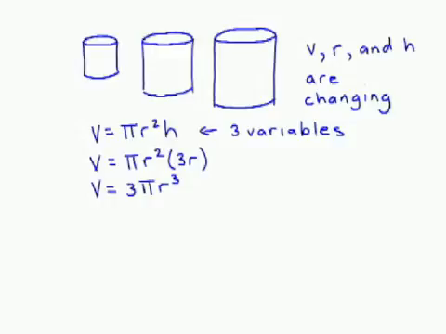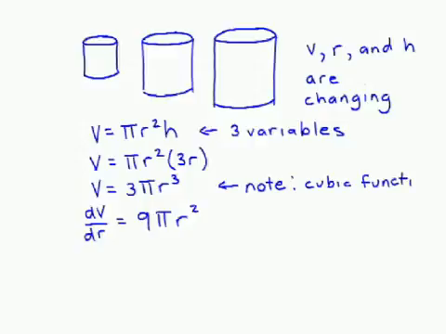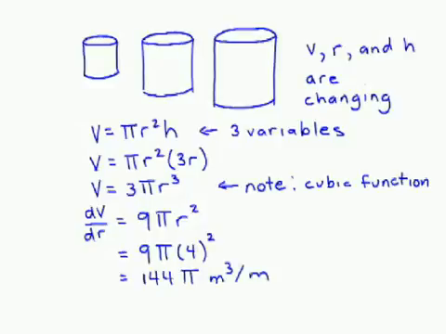power rule. dV/dr is going to equal 9 pi r squared, and then it's simply a matter of substituting in 4 for r, because they ask us to find this particular rate of change at r equals 4. We obtain 144 pi meters cubed per meter, which can also be expressed as 452.40 meters cubed per meter.